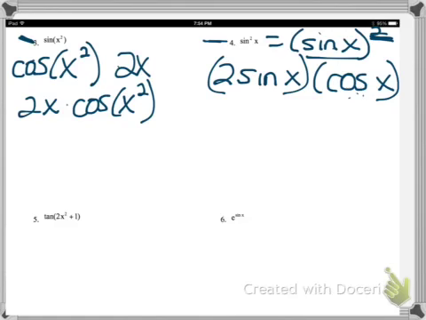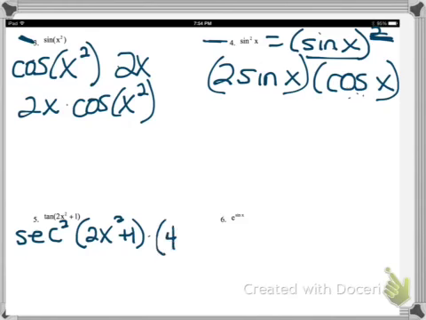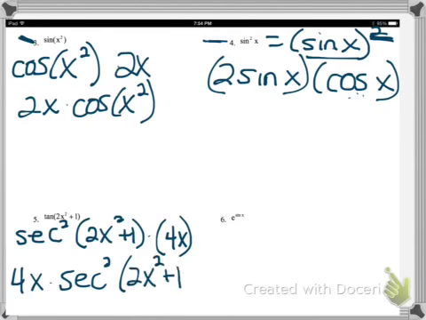Okay, next one I have tangent of 2x squared plus 1. So the derivative of tangent is what? Secant squared. So I'd have secant squared of, leave the 2x squared plus 1, times the derivative of the inside, which would be 4x. Again, I could write the 4x in front so we're not confused, and write it as secant squared of 2x squared plus 1.